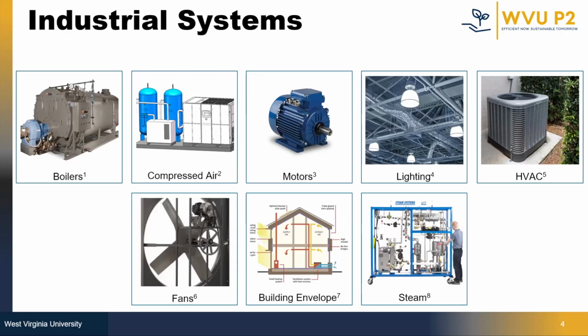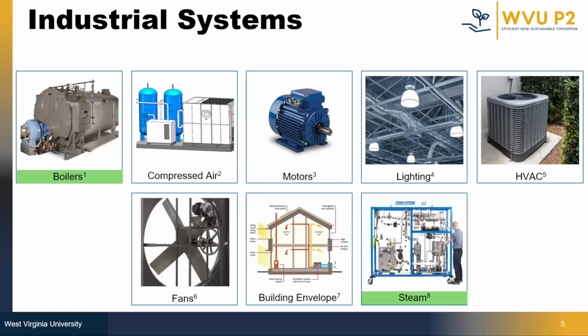So compressed air is the common utility in many industries used to power tools and processes. Building envelopes are the walls, windows, doors, and roofs that separate the indoors from the outdoors. The building envelope is critical for maintaining climate control. Steam is generated by boilers and widely used for heating process and even power generation. Together, these systems account for most of the energy used in an industrial facility.